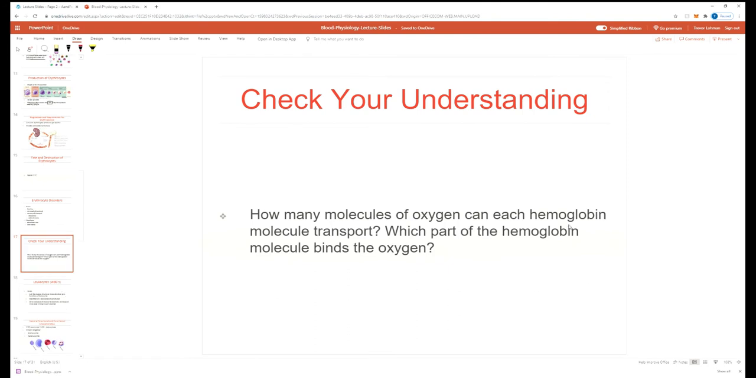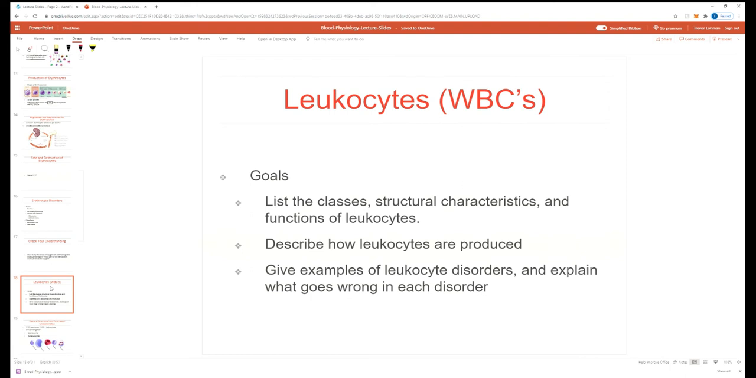You guys know this. 4 molecules of oxygen per hemoglobin molecule, and it binds to the iron atom within the heme group. Okay, let's look at white blood cells now.